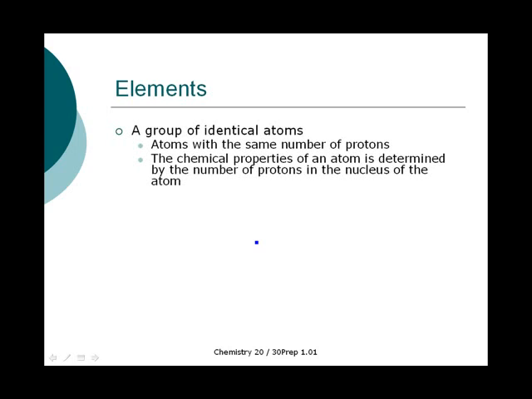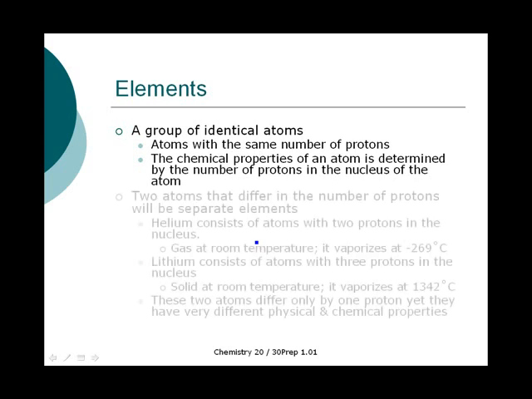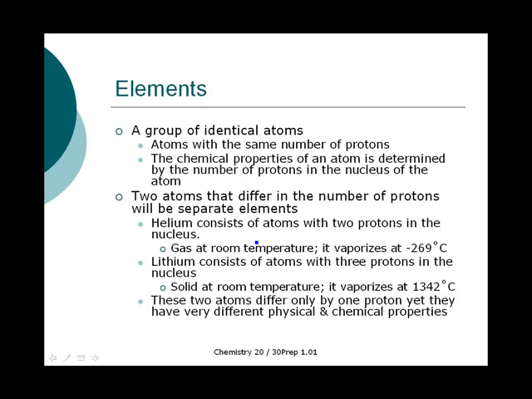Now, elements. A group of identical atoms is an element. So atoms that have the same number of protons all have the same chemical properties, and it's the number of protons in the nucleus of an atom that determines its chemical properties. So two atoms that differ in the number of protons will be separate elements. For example, helium gas consists of two protons in its nucleus, and one of its physical properties is that it's a gas at room temperature.